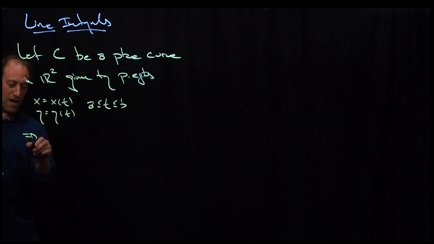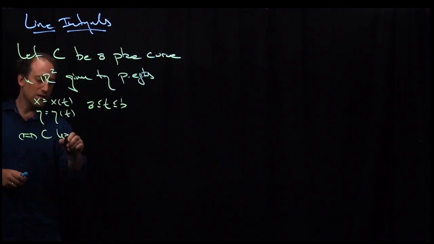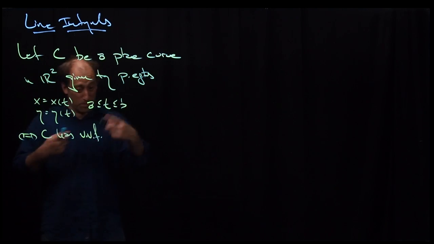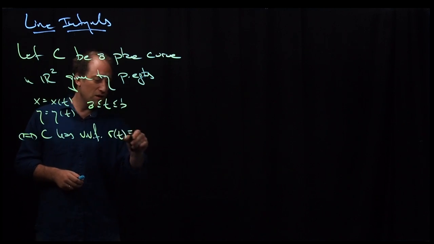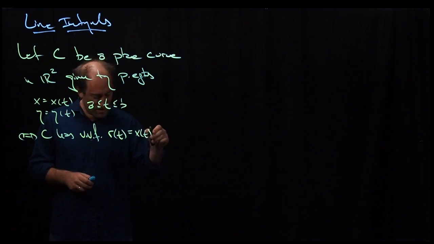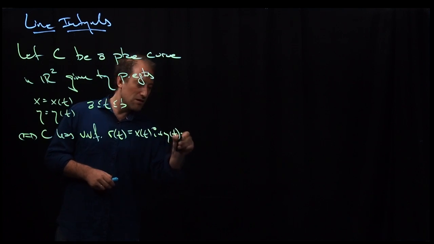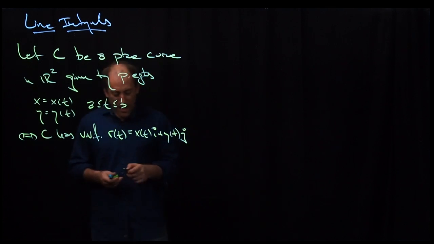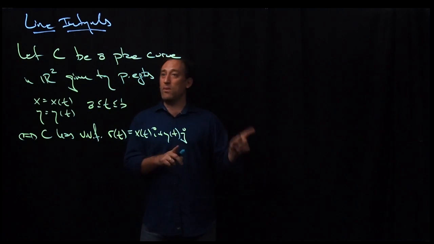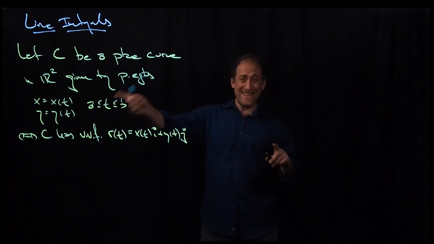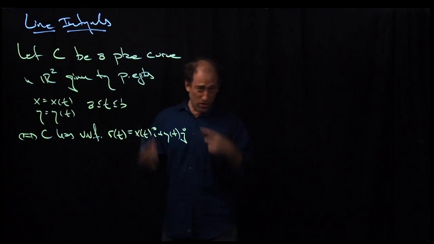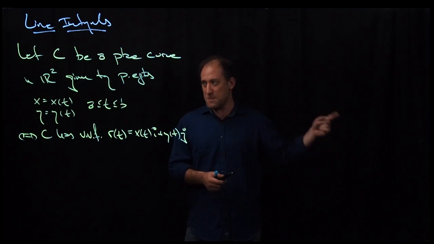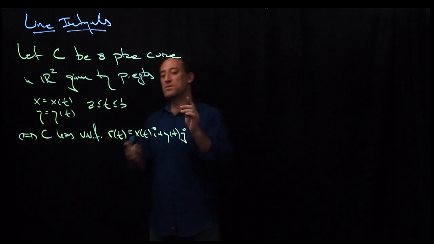Equivalently, of course, I can say that C has a vector valued function or position vector, r of t is x of t i plus y of t j, again subject to the restriction that t lies between a and b. It is important, however, that I mention that this parametrization traverses the curve only once. So, for example, if x is cos t and y is sine t, I want t only between 0 and 2 pi.